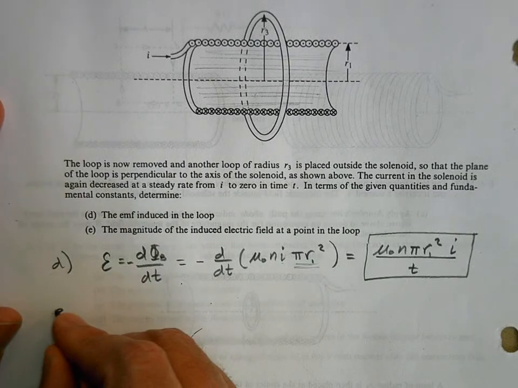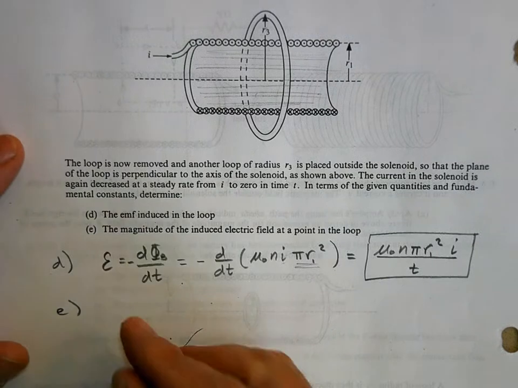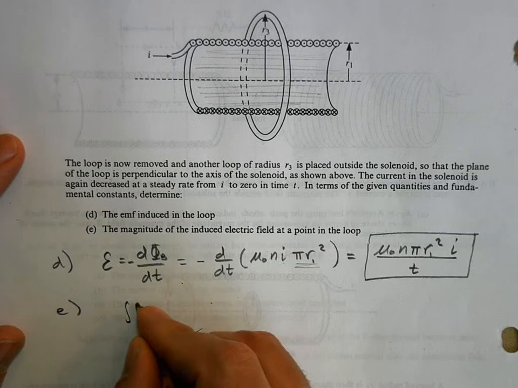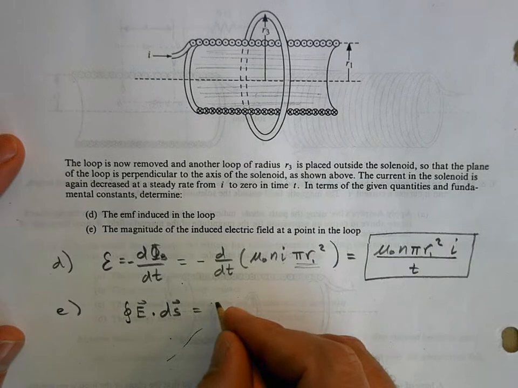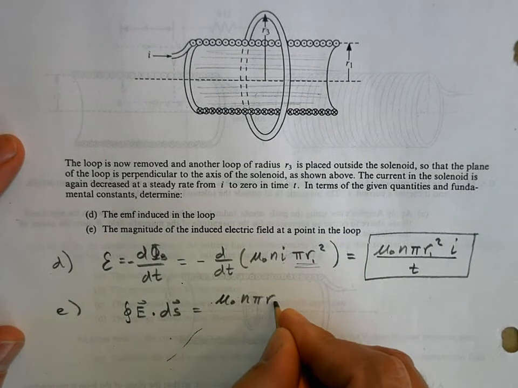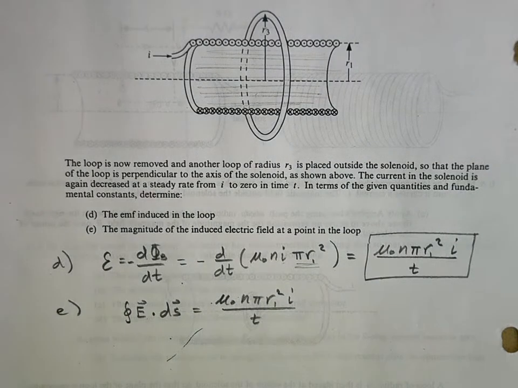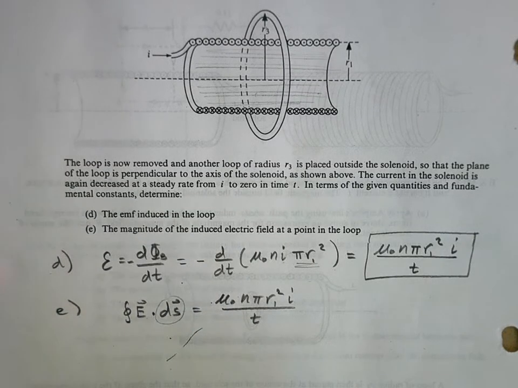Okay. And then part E, the magnitude of the induced field at a point in the loop. Now this one really is a little bit different. This is the integral of E dot ds. Now it's going to be equal to all of this silliness. Now here's the difference between just writing down an equation and actually understanding what the equation is, I mean, what it's telling you to do. Okay? See this closed loop? It's a closed loop where?